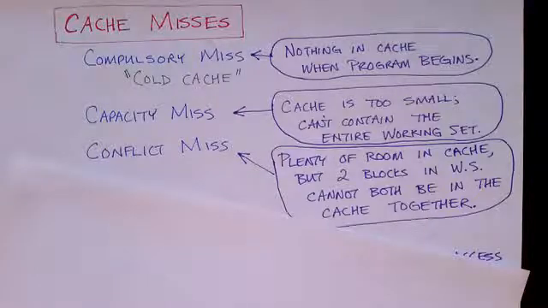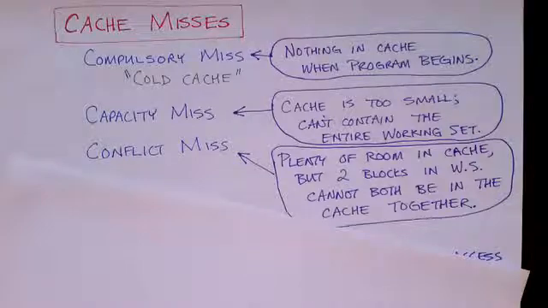Sometimes we talk about the cache being cold. The idea there is that when the program first begins, there's nothing in the cache. The working set is not yet in the cache at all. So the cache is cold, and in the first part of the program, as the program gets going, it will load its working set into cache, and after that we say the cache is warmed up.